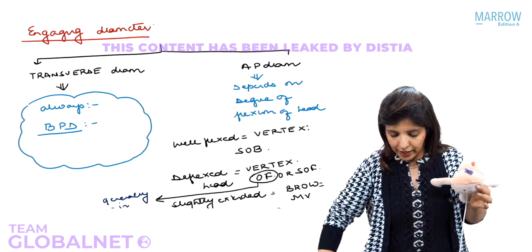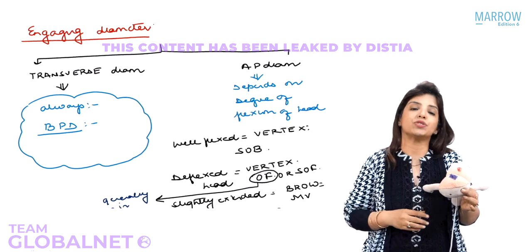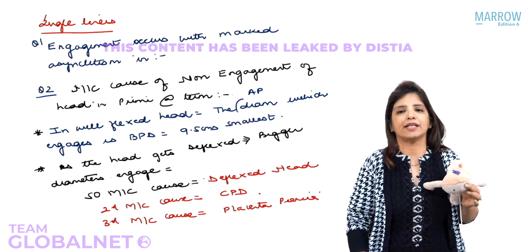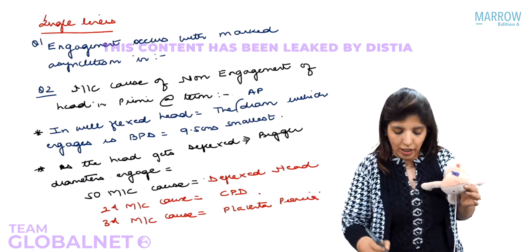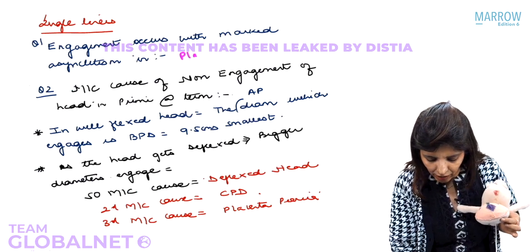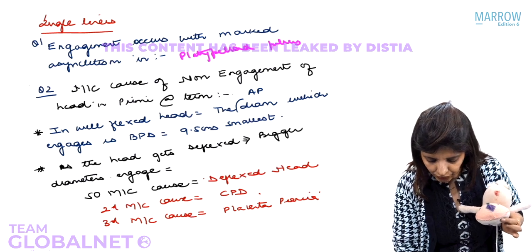Right? Now I want all of you to write down a few single liners. Engagement occurs with marked asynclitism in a platypelloid pelvis. Right?